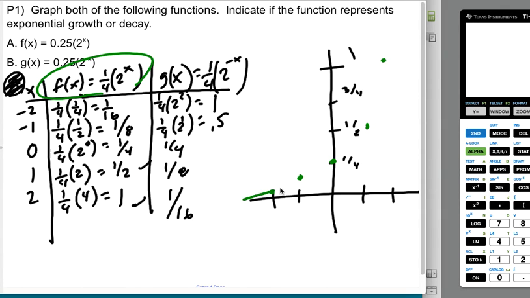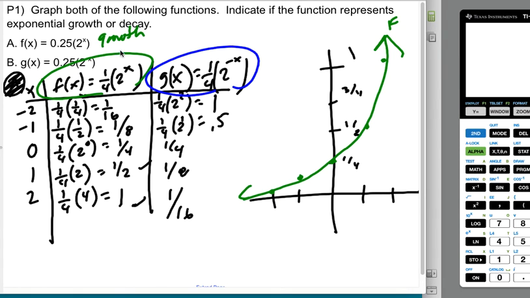So we get a graph that looks like this, right? That's my f, which is definitely growth. And then if I do this one in blue, that's going to be decay. And I can see that because literally the opposite points, right? The 1 was over here, now the 1's here. The 1/2 was here, now it's here. The 1/4 stays the same. And so I get my decay. And again, you can graph it on a calculator, but you should be able to graph a basic growth and decay graph.